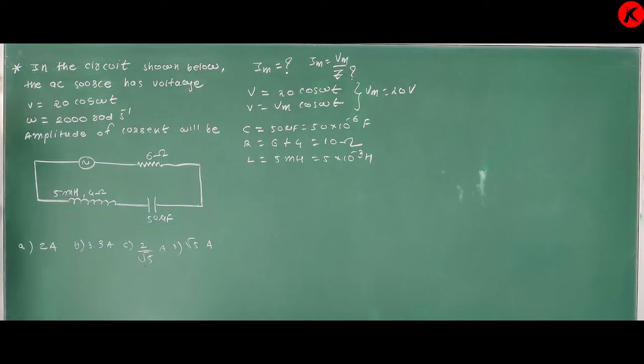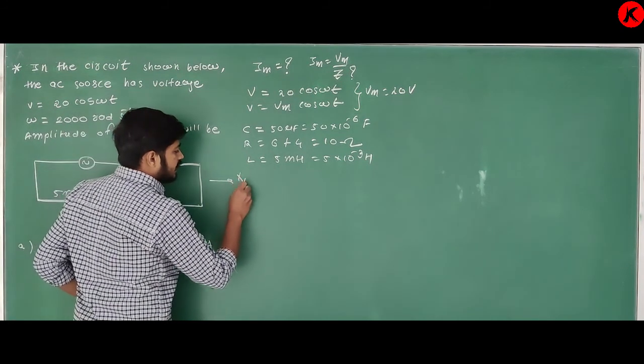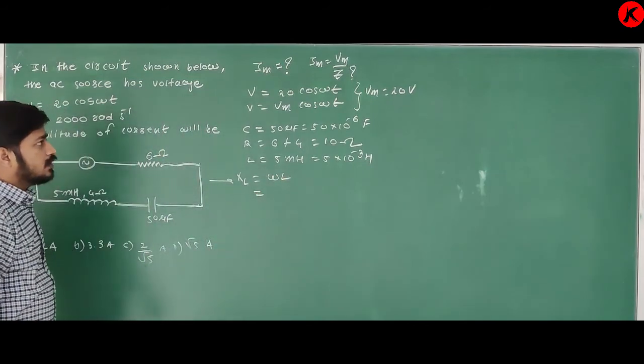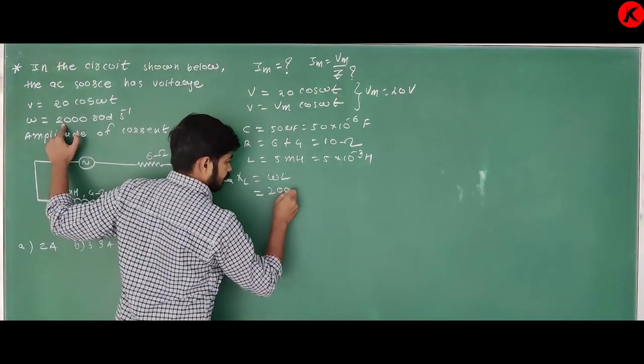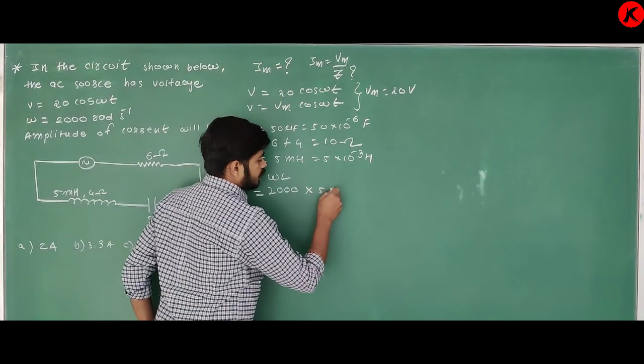So for an LCR series AC circuit, first of all you have to find the impedance. But before you find impedance, you have to find XL. XL is equal to omega L. So what is omega L? Omega is 2000 into L, where L is 5 into 10 raised to minus 3.